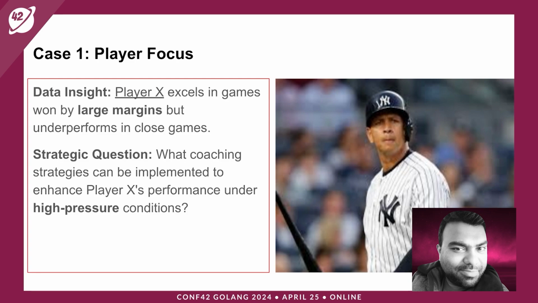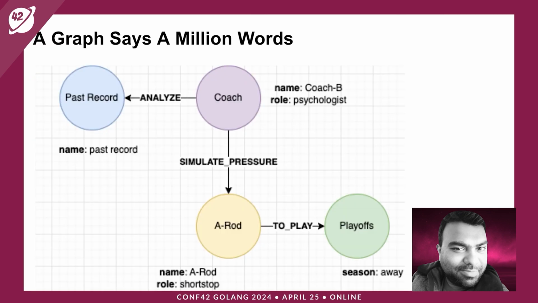Let's look at how a graph can be used to represent this situation. A very familiar structure, so to speak. You have nodes, you have edges, and then you have relationships. You have the main actors here represented by the nodes slash vertices, the coach, A-Rod himself, and the playoff games, and how the edges actually represent the relationships, the analysis, the simulation, and the actual action of playing. A graph says a million words.